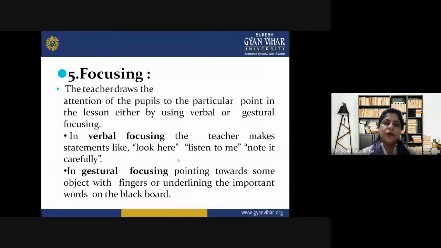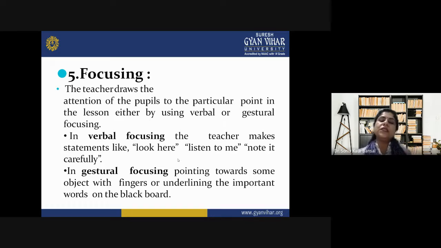Now, the fifth very important point is about focusing. Focusing means the teacher is drawing the attention of the pupils to a particular point of the lesson, whatever the teacher is teaching. Just imagine the teacher is showing a geographical map of India and pointing out where Rajasthan is and where the Aravalis of Rajasthan are. This is something the teacher is focusing on in the classroom. So listen, either by using verbal or gestural focusing. Just look at there. So this is also a type of focusing.